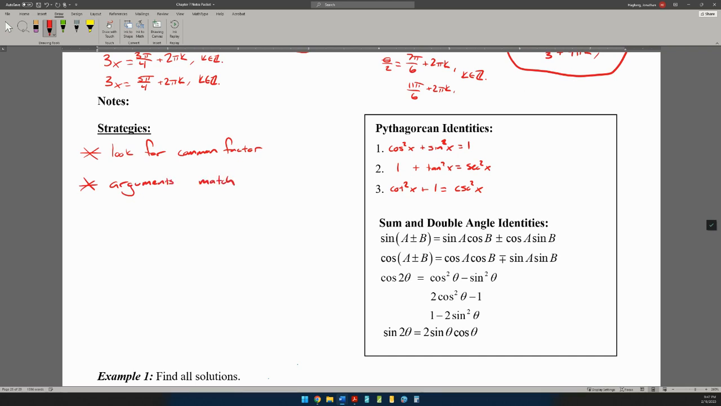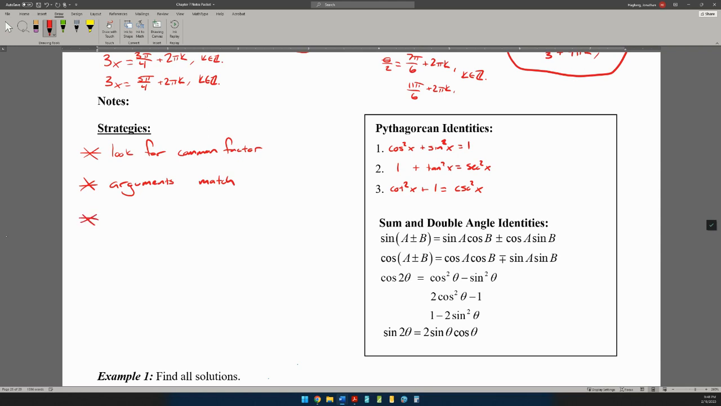Or in other words, if I have like tangent of 2x and I have secant of 2x, or if I have like cosine of half theta and sine of half theta, if we have the argument match, there's usually some ways that we can manipulate, combine things, move things around. So we're looking for those patterns.